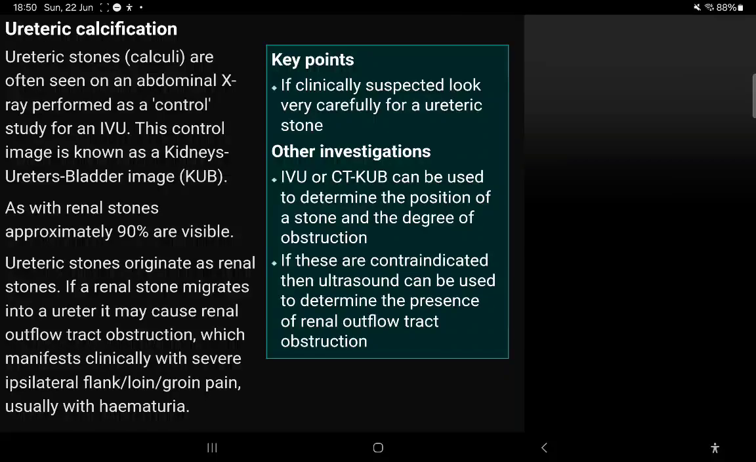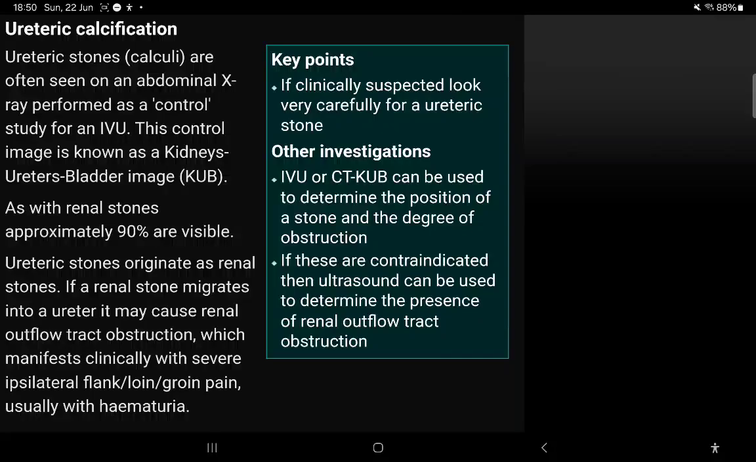In ureteric calcification, ureteric stones are often seen on an abdominal X-ray performed as a control study for an IVU, because in IVU we start with a plain X-ray radiograph before starting the procedure. This control image is known as the kidney ureter bladder KUB image. As with renal stones, approximately 90% are visible. Ureteric stones originate as renal stones.